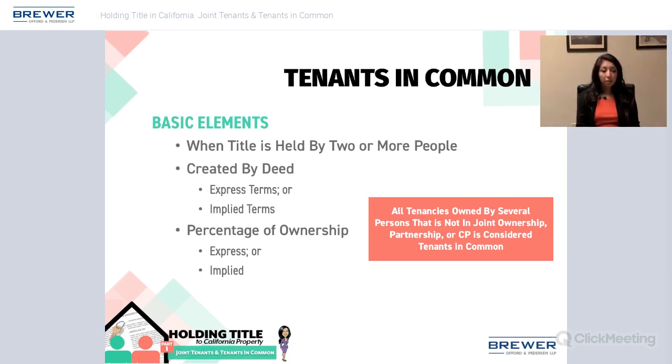Tenants in common is created by a grant deed, express or implied. As I said, it's implied if it's not specific as to what type of method you intend to hold the property. It will default to tenants in common. Or your grant deed can be express. So let's say Harry Smith grants to Jane Doe and Wendy Doe.